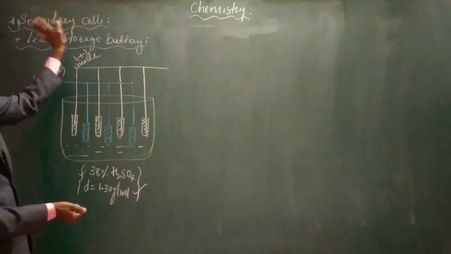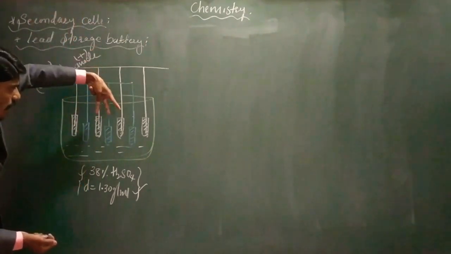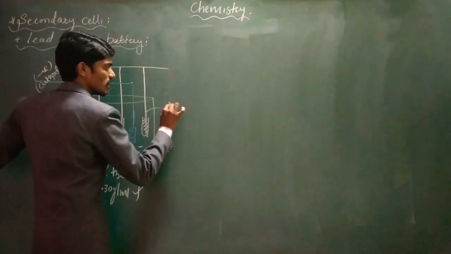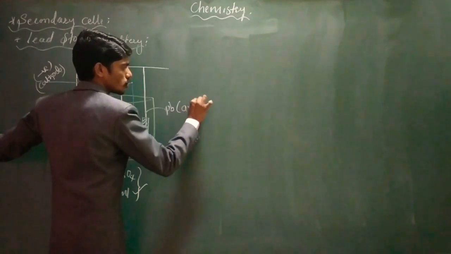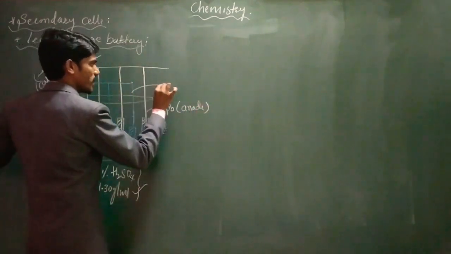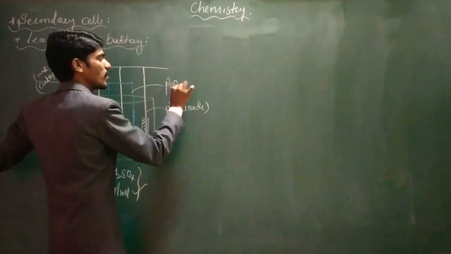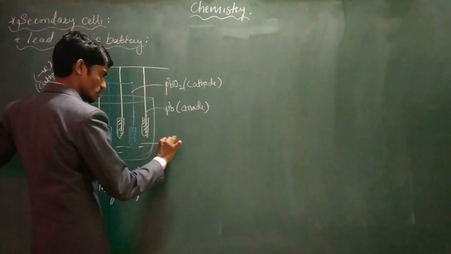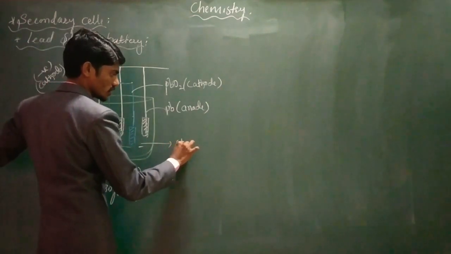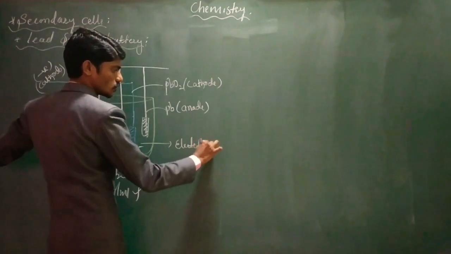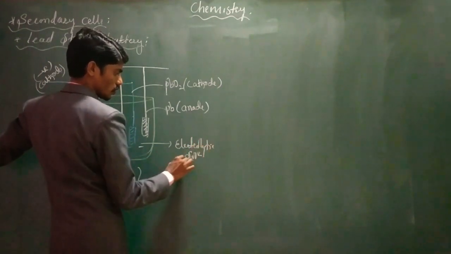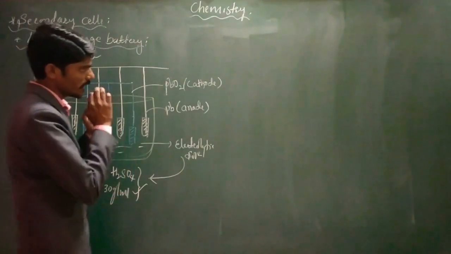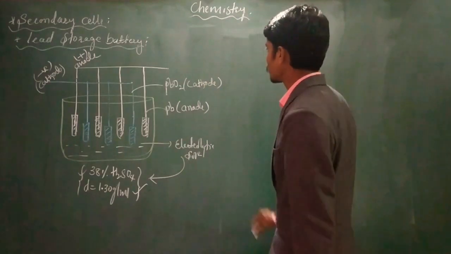Now, this lead storage battery consists of a grid of lead, which acts as an anode, whereas these are a grid of lead oxide which acts as a cathode, and the electrolytic solution inside is sulfuric acid, 38% sulfuric acid. This is your secondary battery, the lead storage battery.